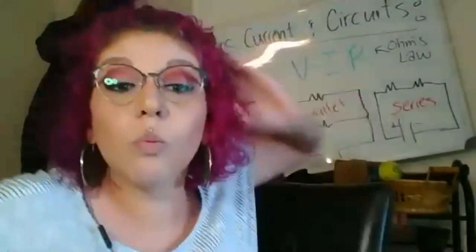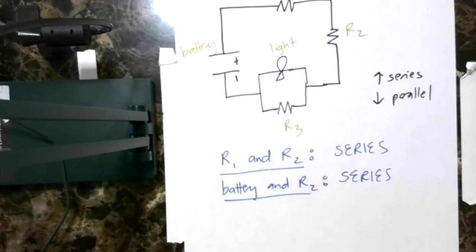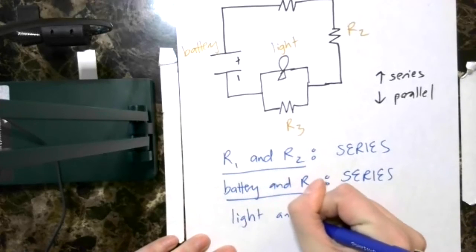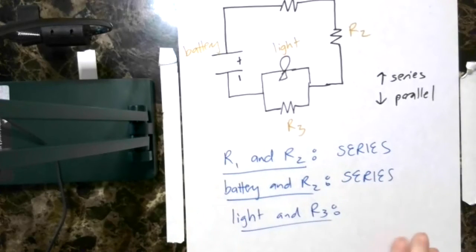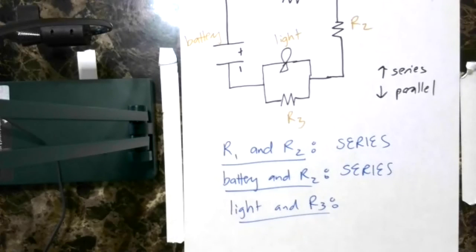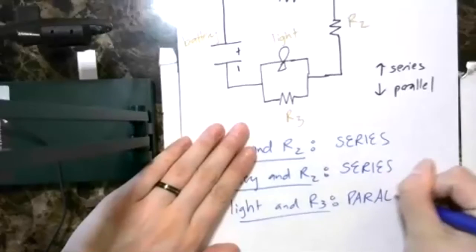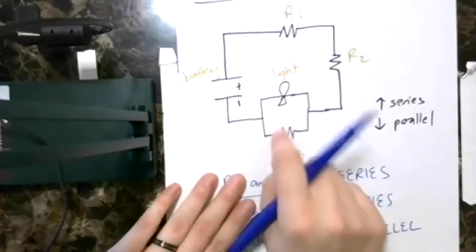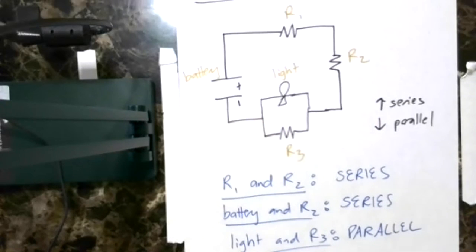Okay. I want to ask y'all one last question about this little practice circuit. So then, light and R3, series or parallel? Thumbs up, series, thumbs down, parallel. Awesome, y'all are doing so great. Perfect, this is parallel. So I'm going to try to train your brain so you can look at this and be like, ah, yes, this is parallel or this is series.